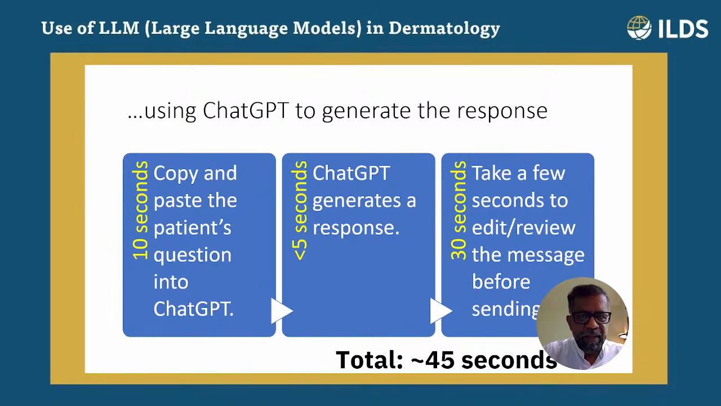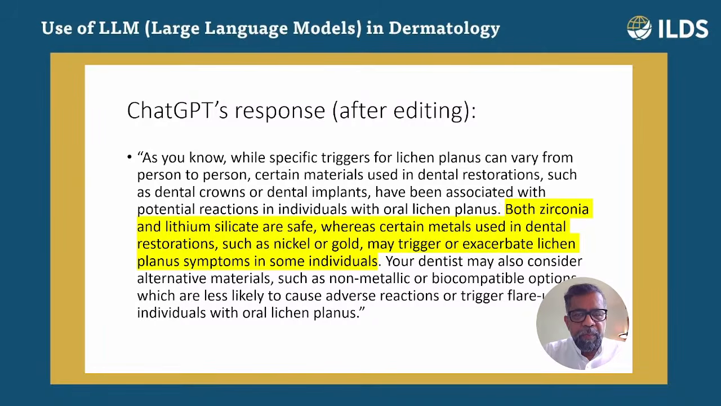Boom, 45 seconds. That includes the time it took to paste the question in. For context, it takes longer than that to find a parking spot in your hospital. The workflow is simple. Copy the patient's message, paste it into ChatGPT with a quick framing like, "As a dermatologist, please draft a patient portal response to this question." Review the output, lightly edit, and send. The patient gets a thorough answer. Everyone wins. And here is the edited response.